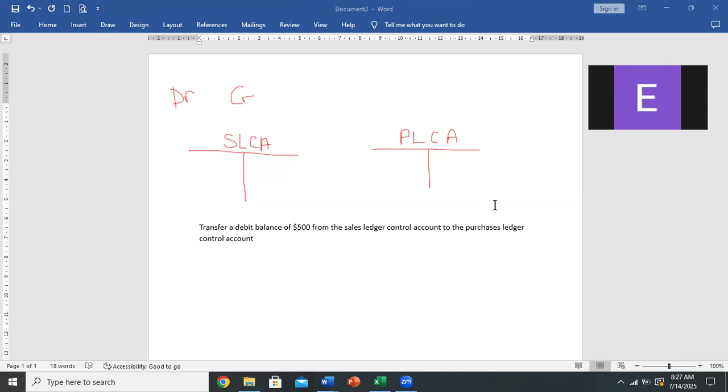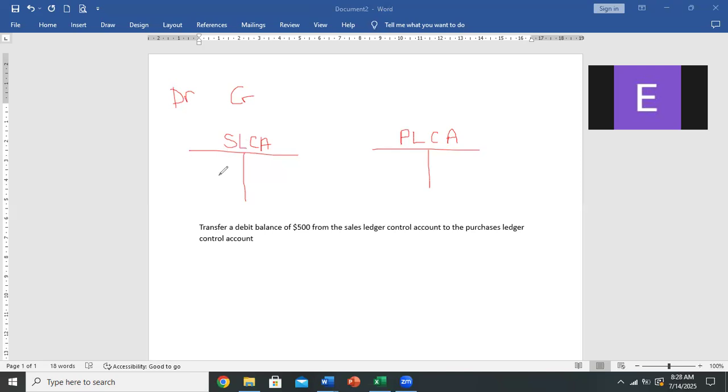So professors, let's do the analysis. We are being asked to transfer a debit balance from the sales ledger control account to the purchases ledger control account. So you always need to know your starting point before you can look at the destination. So the first question we ask ourselves is, where are we transferring the balance from? And the answer is we are transferring it from the sales ledger control account.